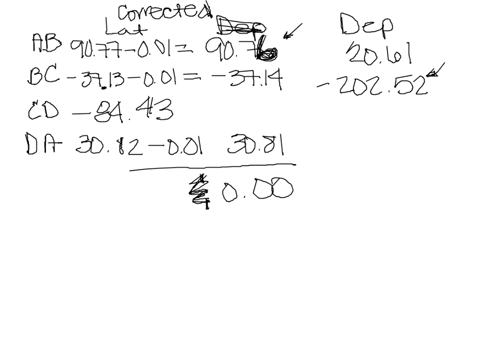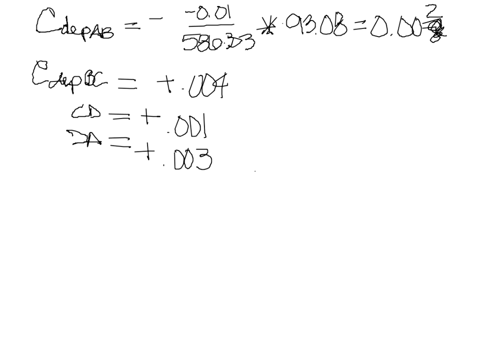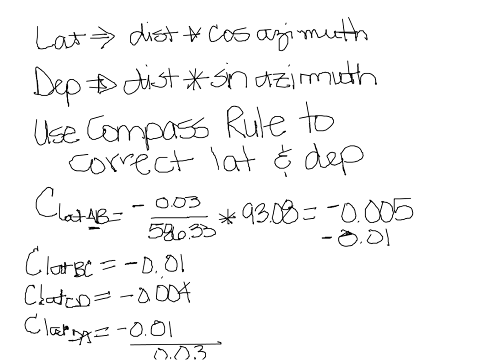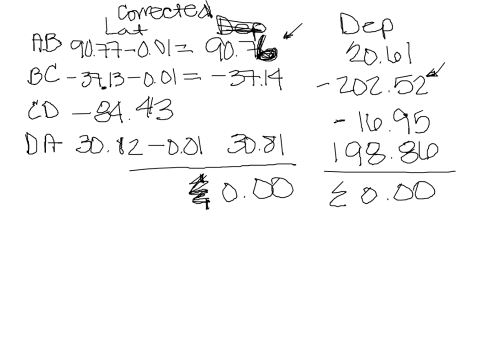So I applied the error here to the largest segment, minus 16, because the error is so small, it's just too difficult to proportion. And then again, you want to make sure that these sum to 0, which they now do. So these are our corrected departures and latitudes, and we used our compass rule calculation to come up with our corrections and apply them to our departure and latitude.